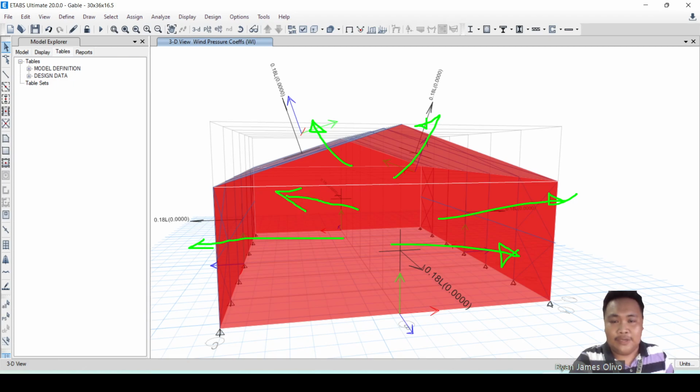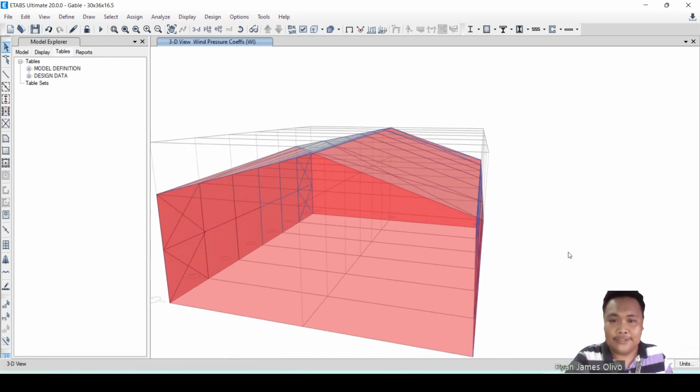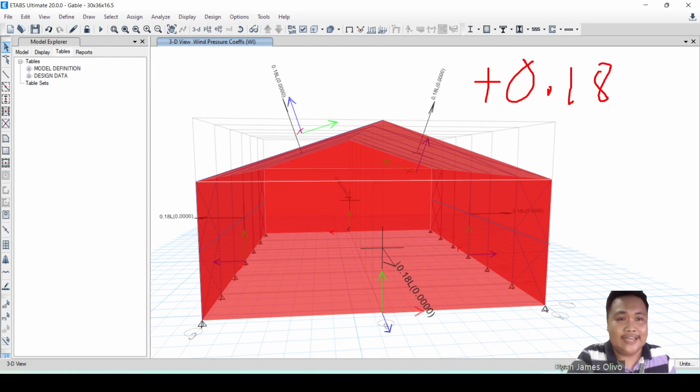Anyway, it will automatically be summed by ETABS, no? So this is how we try to input internal pressure. So as you can see here, this is positive 0.18. This means this is positive 0.18. Why is this not negative 0.18?